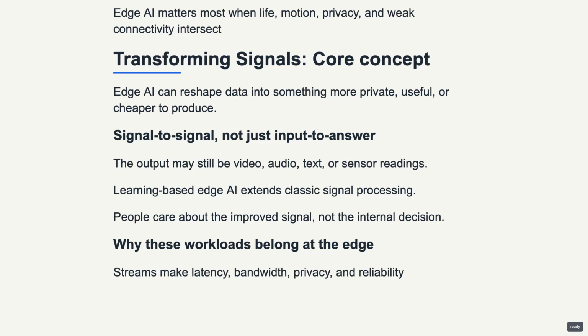Stream data is where the constraints show up fastest. Large video feeds are expensive to ship. Delayed responses can make a system unusable. Poor connectivity can break the pipeline, and sensitive data may never need to leave the device at all.